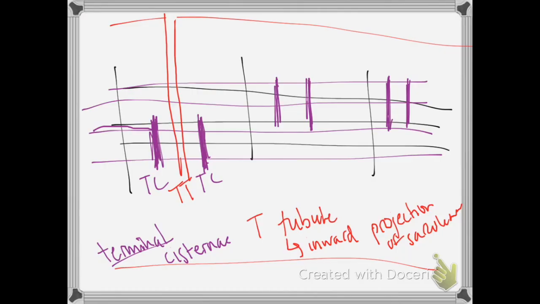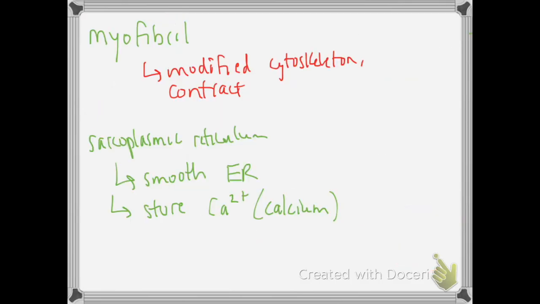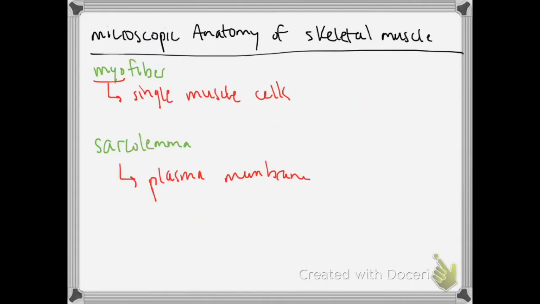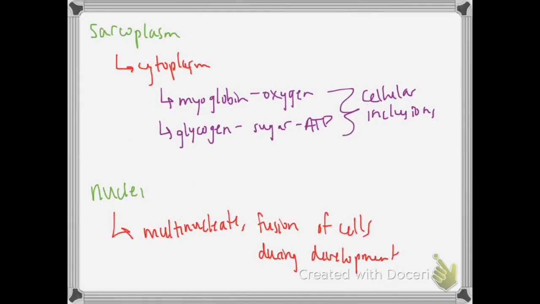Oh, and then these things, if you combine two terminal cisternae and a T-tubule in the middle, that's called a triad. So when we get into the physiology behind all these things, we want to understand the words that we're using. So these are all new words. Myofiber, it's a single muscle cell. It's modified plasma membranes called a sarcolemma. The sarcoplasm, the cytoplasm of the muscle cell, has these cytoplasmic inclusions, myoglobin, which is this pigment that holds oxygen. Muscle is storing its own oxygen for muscle contraction.